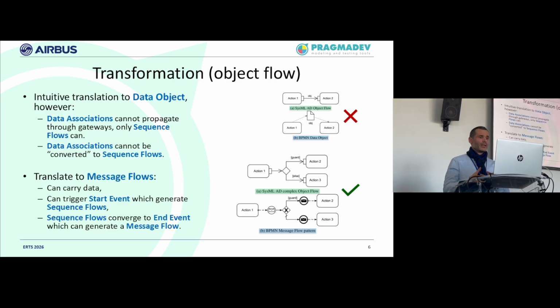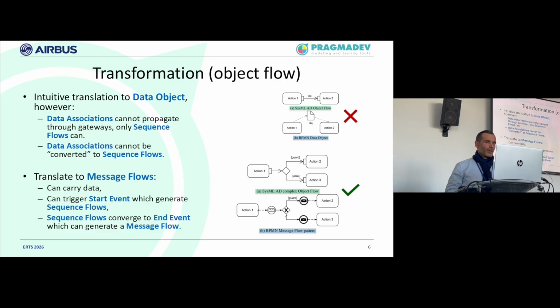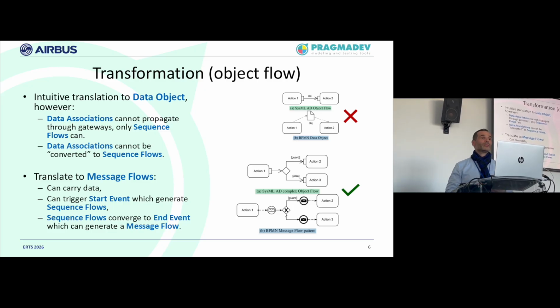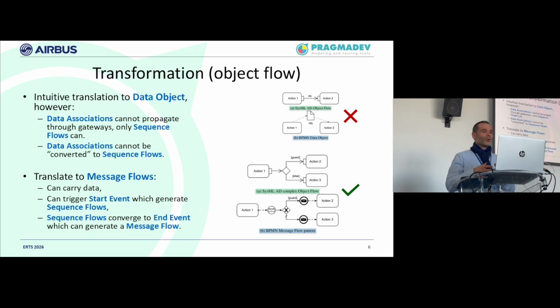So here what we tried upon investigation is that we came up with another solution, which was to use message flows. For those who know BPMN, the message flow directly in itself is not a direct solution, because even message flows cannot go through decisions or gateways, as they are called in the BPMN world. So we needed a way to model or translate the object flows into an equivalent sequence flow in the BPMN so that it can go through other more complex constructs.